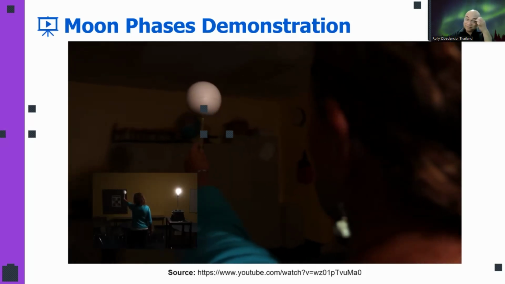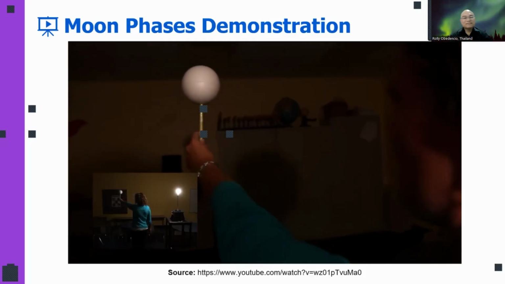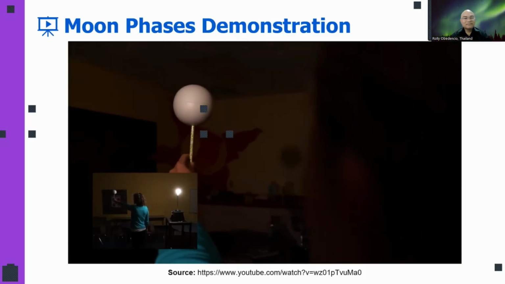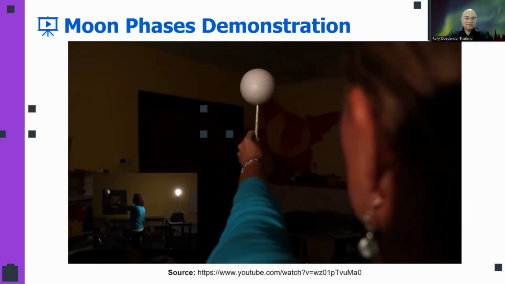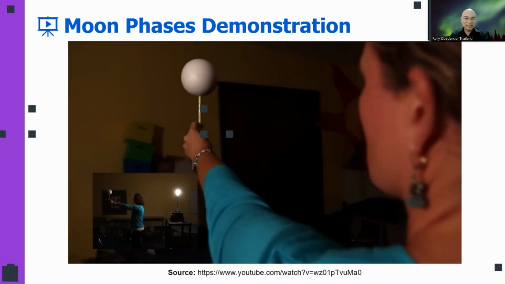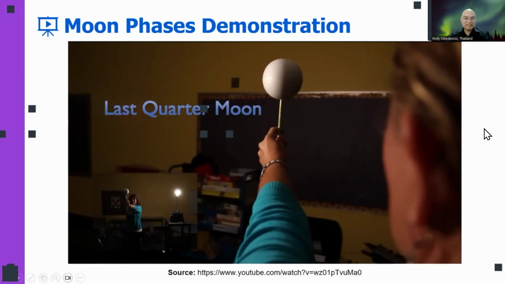As the moon continues in its orbit, we begin to see less and less of that lighted side. We're back to a gibbous moon, but this time the light is on the opposite side. Then another quarter moon, last quarter moon to be exact. This one here. Look at that.